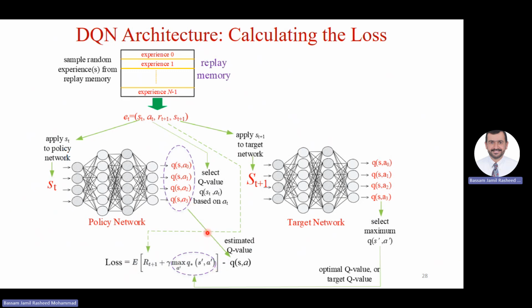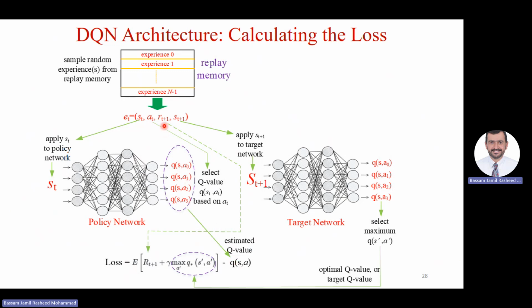So let's see how we will do this in training. Once I take an experience, I will present the state in the experience as an input here. Then from the output, there will be the action values for the state. I will pull the action value that corresponds to the action in this experience. So this experience tells me to take one of those actions, let's say A1. I will take this Q value and plug it in the equation.